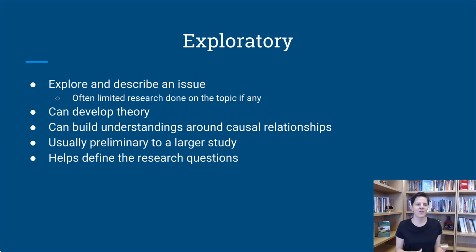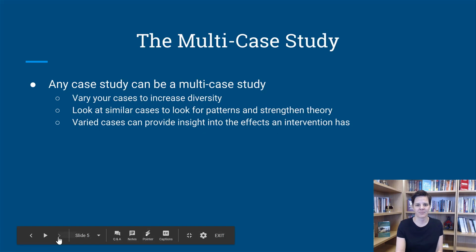So before you can figure out what to do an intervention on, you go in to get a bigger, more in-depth understanding of that issue, all right? It can end up developing theory. It can expand our theoretical understandings of why things are not happening. It can help us better understand causal relationships. And like I said, it's usually preliminary to a larger study, and once you explore that issue, it helps you refine the research questions that you're going to be asking.